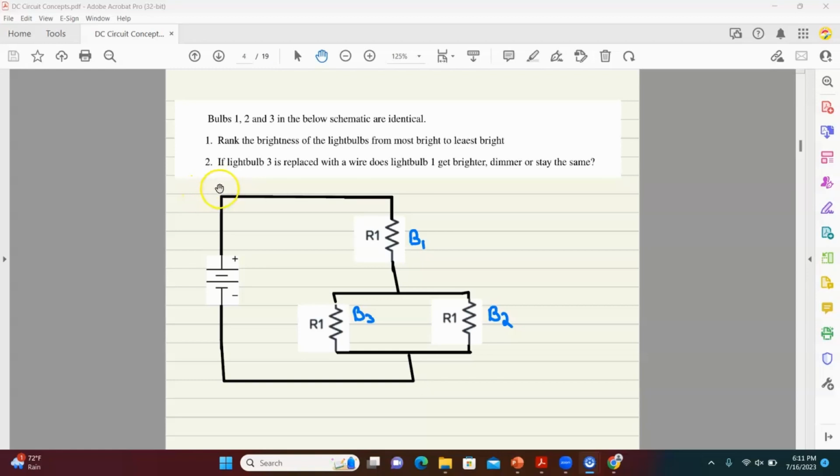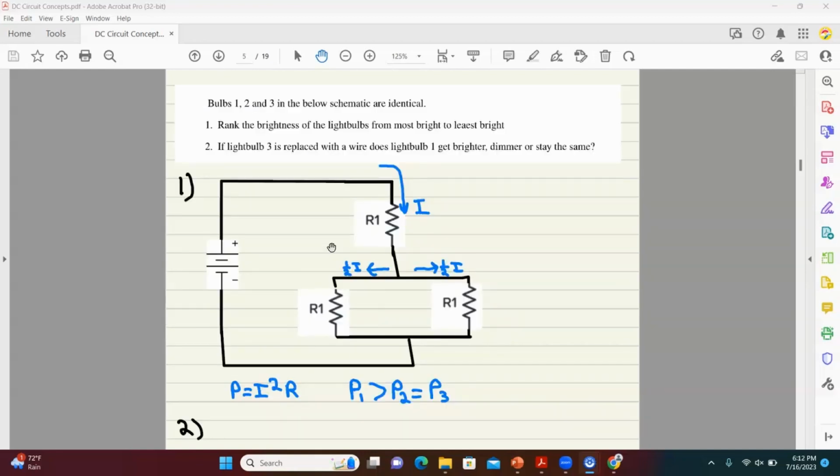Question 2 asks, if light bulb 3 is replaced with a wire, does light bulb 1 get brighter, dimmer, or stay the same? If I were to take light bulb 3 and replace it with a wire, does the power dissipated in light bulb 1 become more or less or stay the same? You may want to pause the video now and think about this. The answer to part 1 is that light bulb 1 will be the brightest and both light bulbs 2 and 3 will be equally bright.